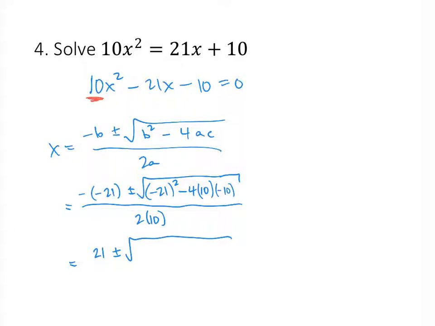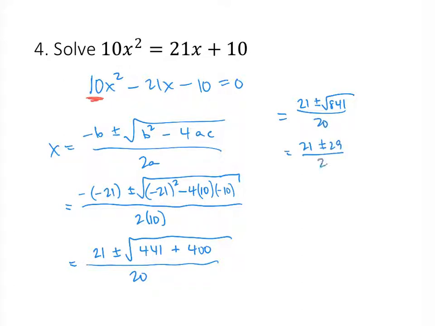So again, using our calculator, -21 squared is 441. And then minus 4 times 10 times minus 10 is going to be plus 400. So that gives us 21 plus or minus the square root of 841, all divided by 20. And it turns out that the square root of 841 is 29. So we get 21 plus or minus 29 over 20.